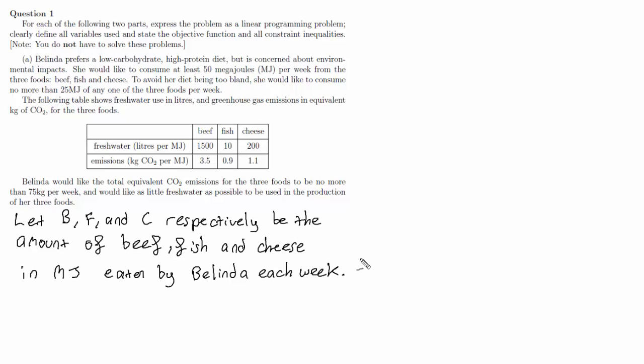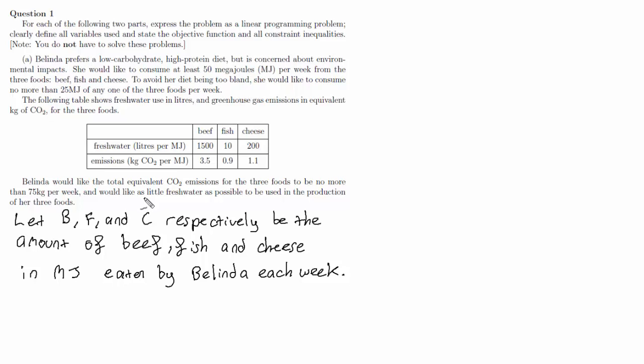Sensibly, we let B, F, and C, respectively, be the amount of beef, fish, and cheese in megajoules. Make sure you include the units eaten by Belinda each week. Now we need to identify whether we're working with a maximization or minimization problem, and more specifically, what it is that we're trying to maximize or minimize. In this question, the clue comes right at the end.